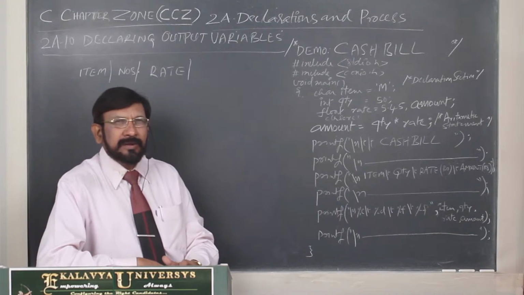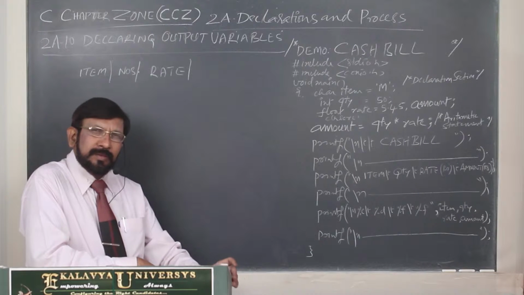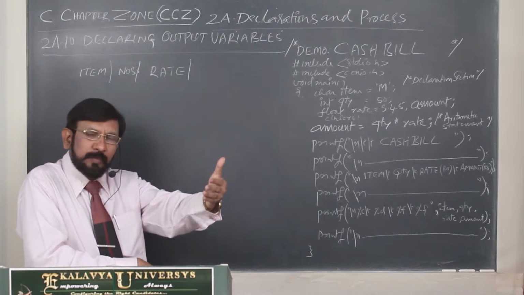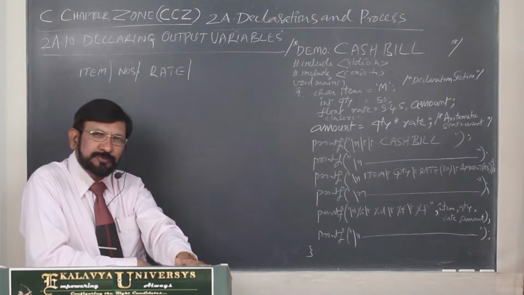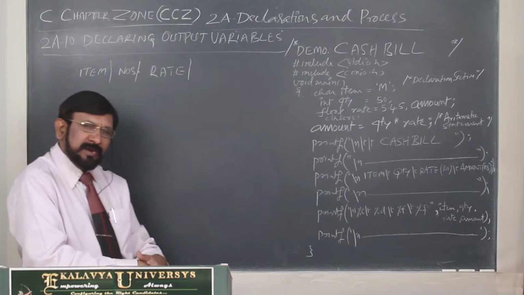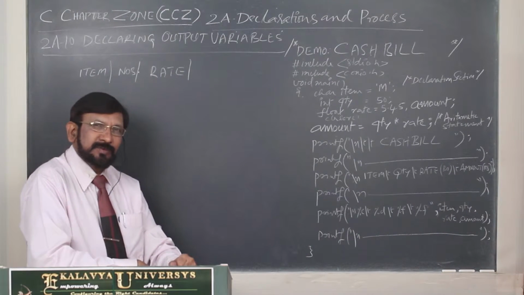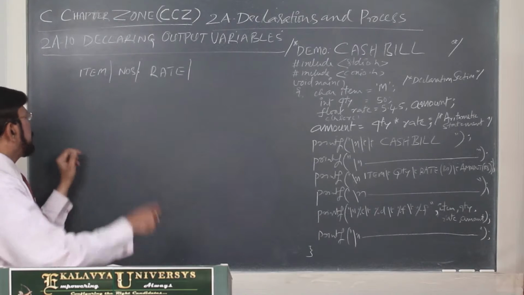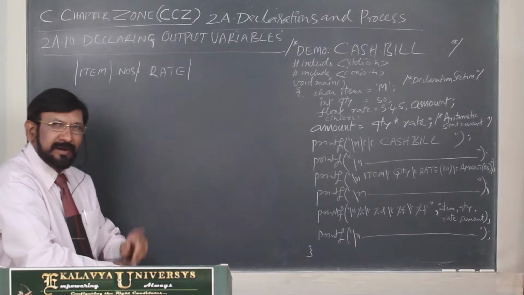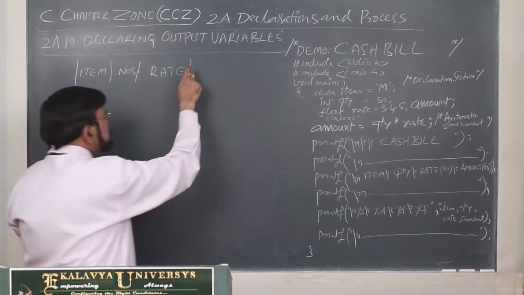In our daily life, in daily routine, we purchase several things. Then the shopkeeper normally issues a bill. If you take that bill, what we call a cash bill, there are four columns, like item, numbers and rate. Rate and one more is there. What is that one more? That is amount.